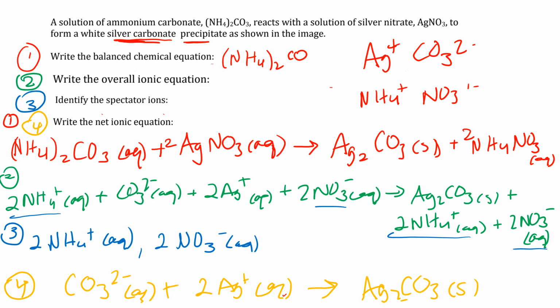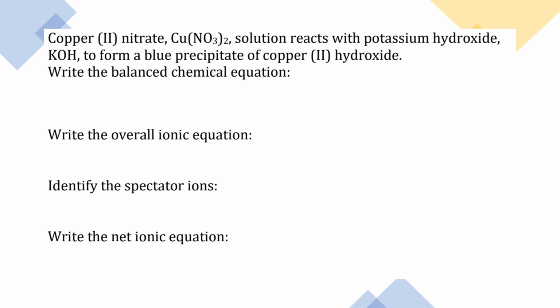Ooh, that was a lot. Copper 2 nitrate solution reacts with potassium hydroxide to form a blue precipitate of, so that's your precipitate, that means that's your solid, copper 2 hydroxide. Same questions: write out the balanced chemical equation, write the overall ionic equation, identify any spectator ions, and then write out the net ionic equation.